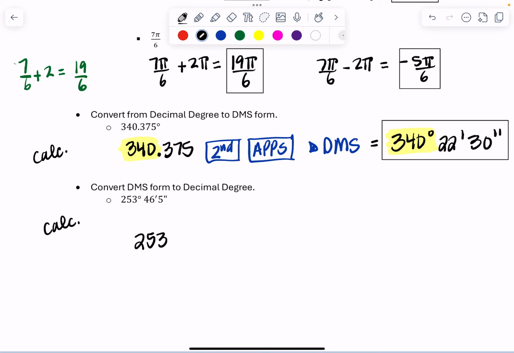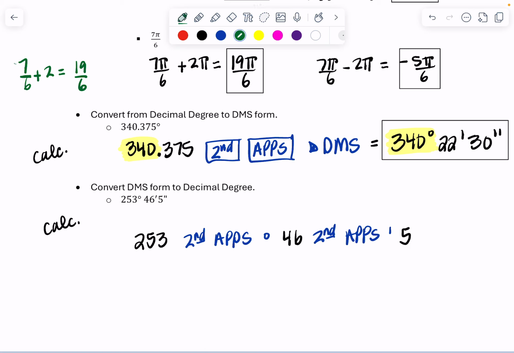So to do that, you would do the second and the apps button, just like right up there. And the very first one has the degree symbol. Okay, so that's where you get to it. Then you would type in the 46, and you go to the second apps again. And this time the second one has that little tick mark. You got to tab down till you get there. And then you put in the 5, and notice that other one wasn't there.